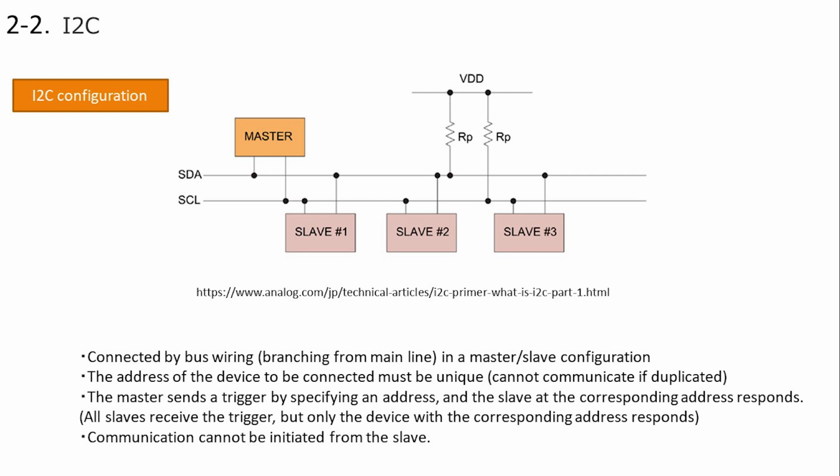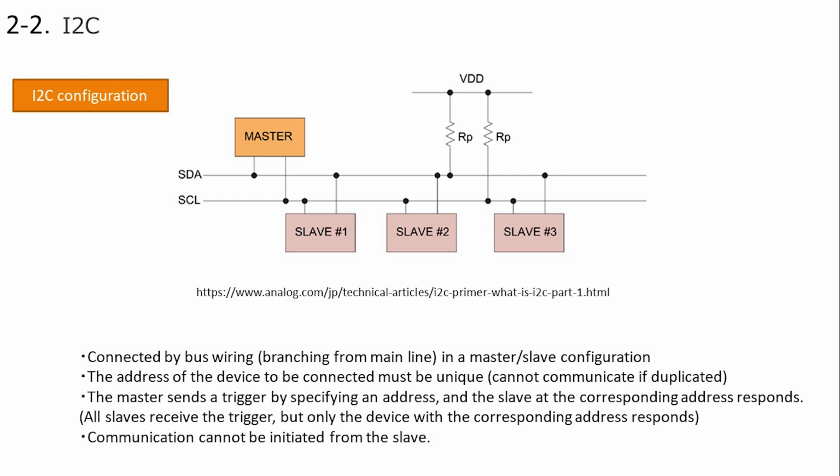Move on. Let's understand a little bit about I2C. The configuration is a master-slave configuration, and the ESP32 is the master. All connected humidity sensor devices are connected as slaves. With bus wiring, all devices are connected by branching from the SDA and SCL trunk lines. The address of the connected device must be unique, and communication will not be possible if it is duplicated.